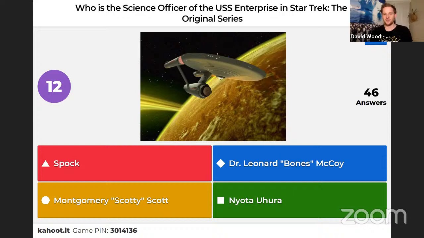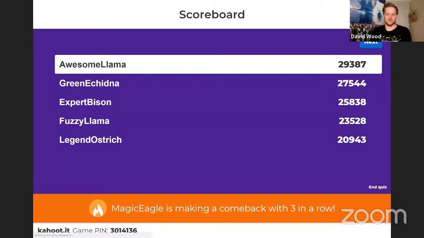So this is not Picard. This is earlier. Who is the science officer? Spock, McCoy, Scott, or Uhura? It was Spock. We must have a lot of Trekkies tuning in. Well done. He wears many hats. Well done, Awesome Llama and Green Echidna.